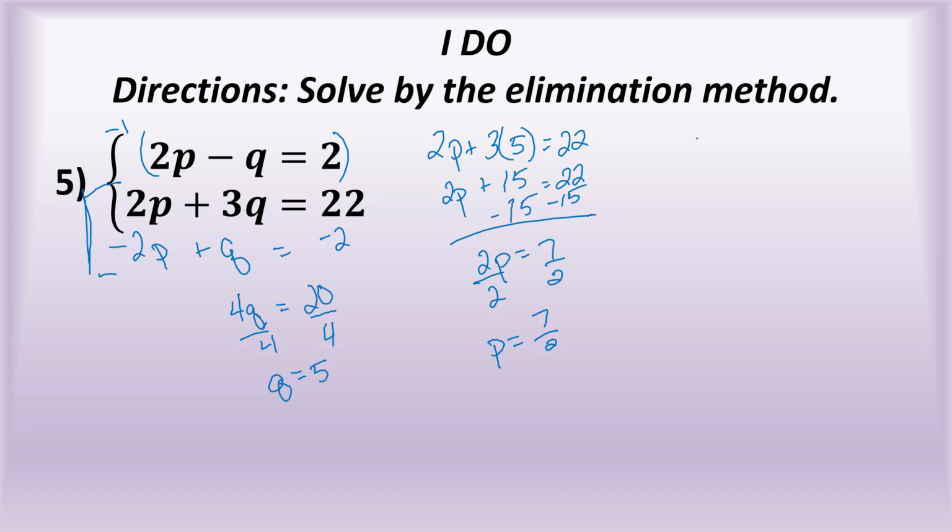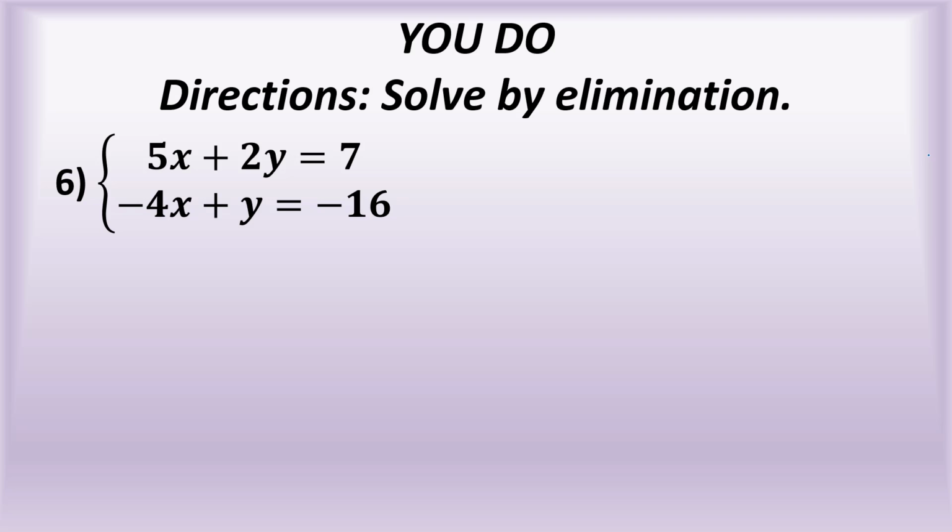Now, since we don't know what q or p represent in this particular problem, our solution would end up telling us that the value of q is 5, and the value of p is 7/2. No need to change it to a mixed number unless you know what you're dealing with in terms of quantities or values. You try.